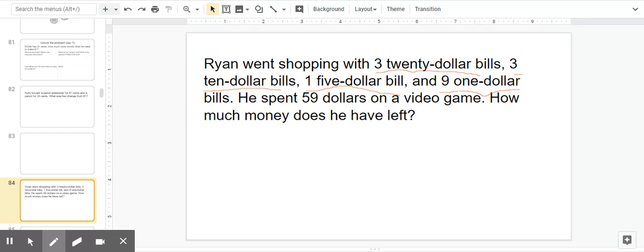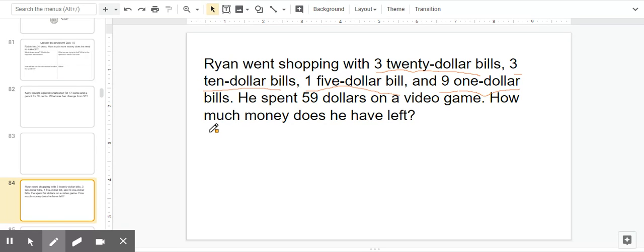So to find out how much money he has left, we need to know what he started with. Take a minute to think how you can find out how much he started with. Will you add or subtract? I think we're going to add all of those numbers I just underlined because that's the amount he started with. So we need to put them together.